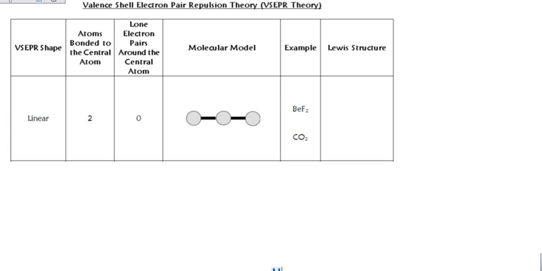Now this sounds very impressive. It's called the valence shell electron pair repulsion theory. Go home and tell your parents that you had a big day. You learned the valence shell electron pair repulsion theory. It really makes sense though.